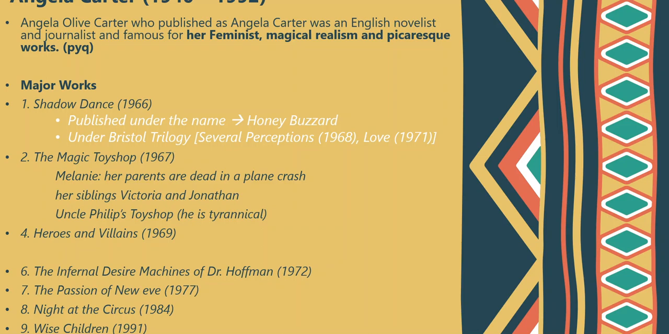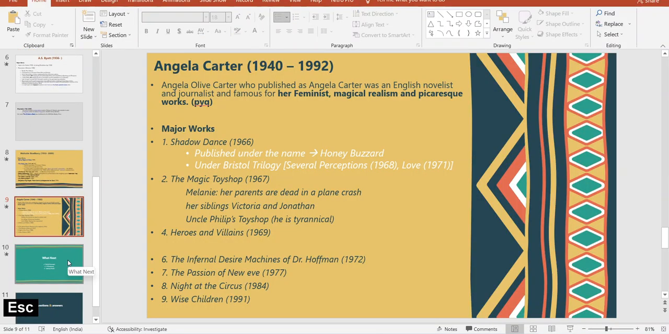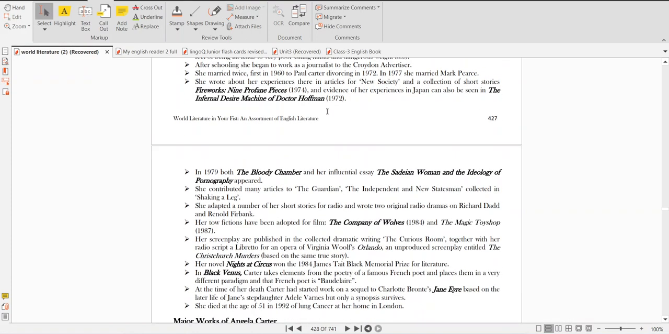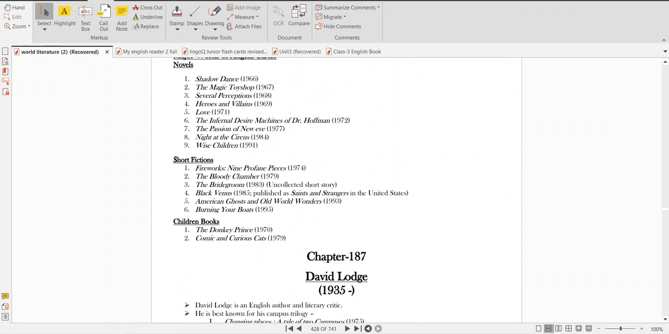Now, if you look at her short fictions such as Fireworks, Nine Profane Pieces, The Bloody Chamber, these are all important works. So, let's have a look at those works. In short fiction, what are the important works that we have to at least remember? Fireworks, Nine Profane Pieces. Then The Bloody Chamber, very, very important. It is a collection of short stories. Then Black Venus. This is also very important.